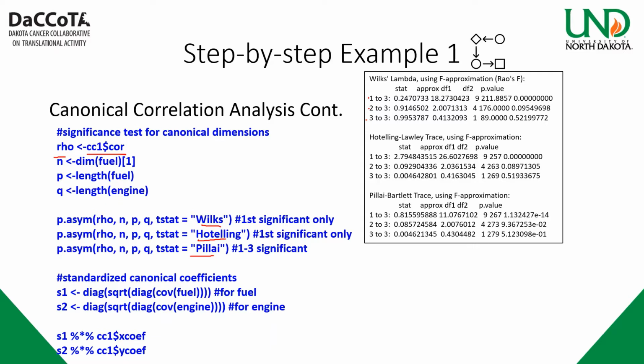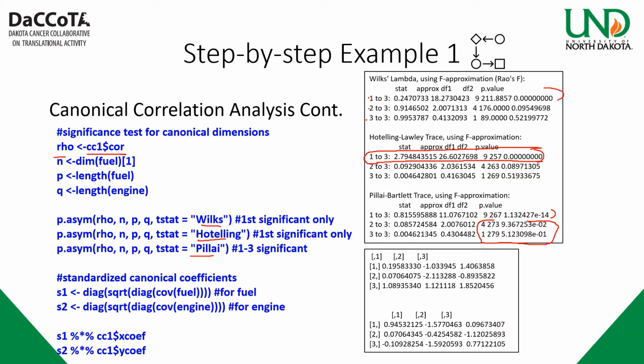It turns out the big thing here is only the first is significant in all 3. In the Pillai, the second 2 are significant, but they aren't in this one. So I'm going to go with the fact that only the first correlation axis really is significant. And then we can get standardized canonical coefficients.